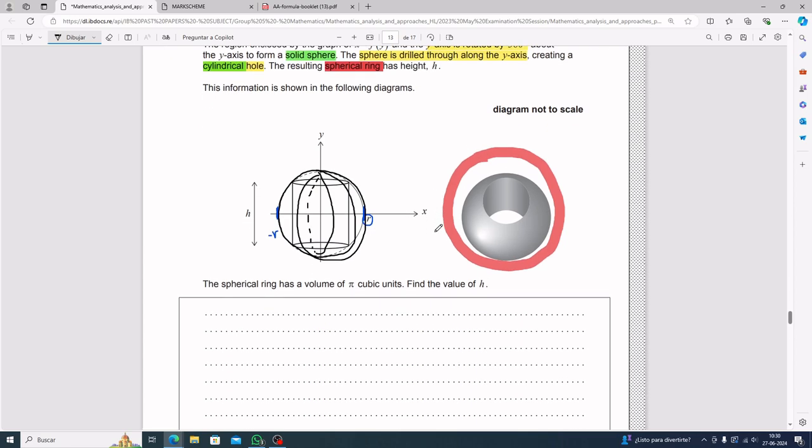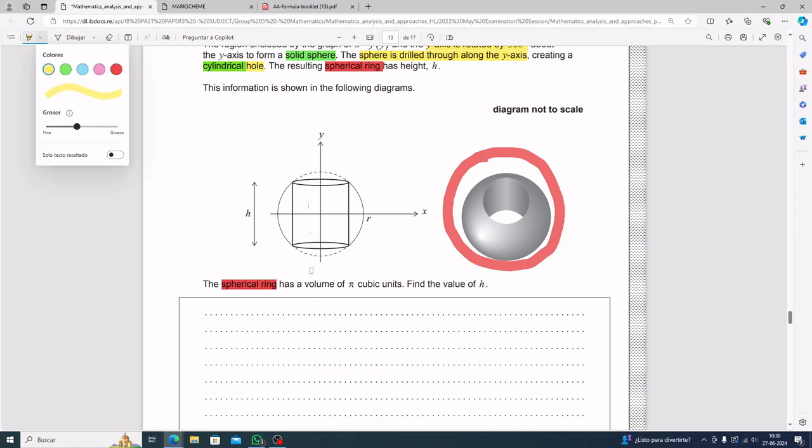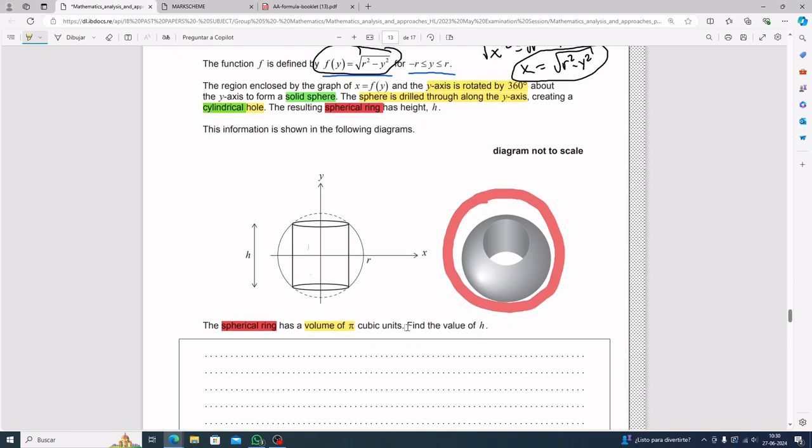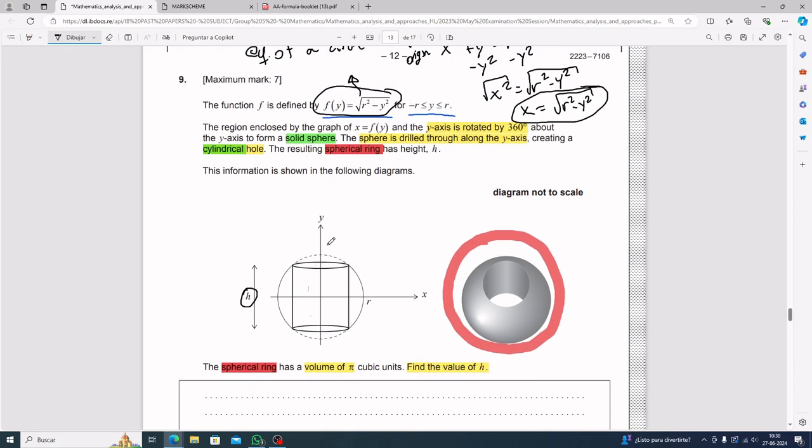Interesting. And so then they tell us, because apparently this is going to be useful, that the spherical ring has a volume of pi cubic units, and through all of this to find the value of h, and h is right here. So of course this is a lot of different information thrown at us, and we have to go piece by piece in order to really understand the ideal process and stuff like that, okay?